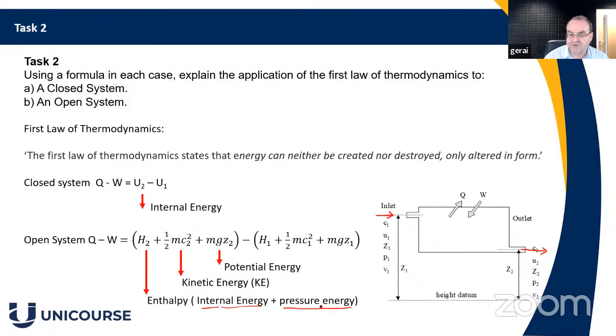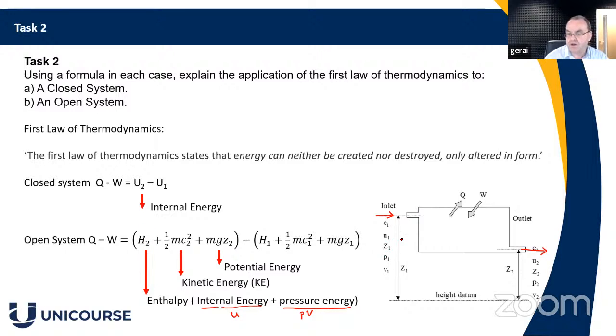And what's done is that those two energies are combined. So we have internal energy and pressure volume energy. We combine those two together to form a new property called enthalpy. So the fluid has enthalpy, in this case H2, so the enthalpy out.